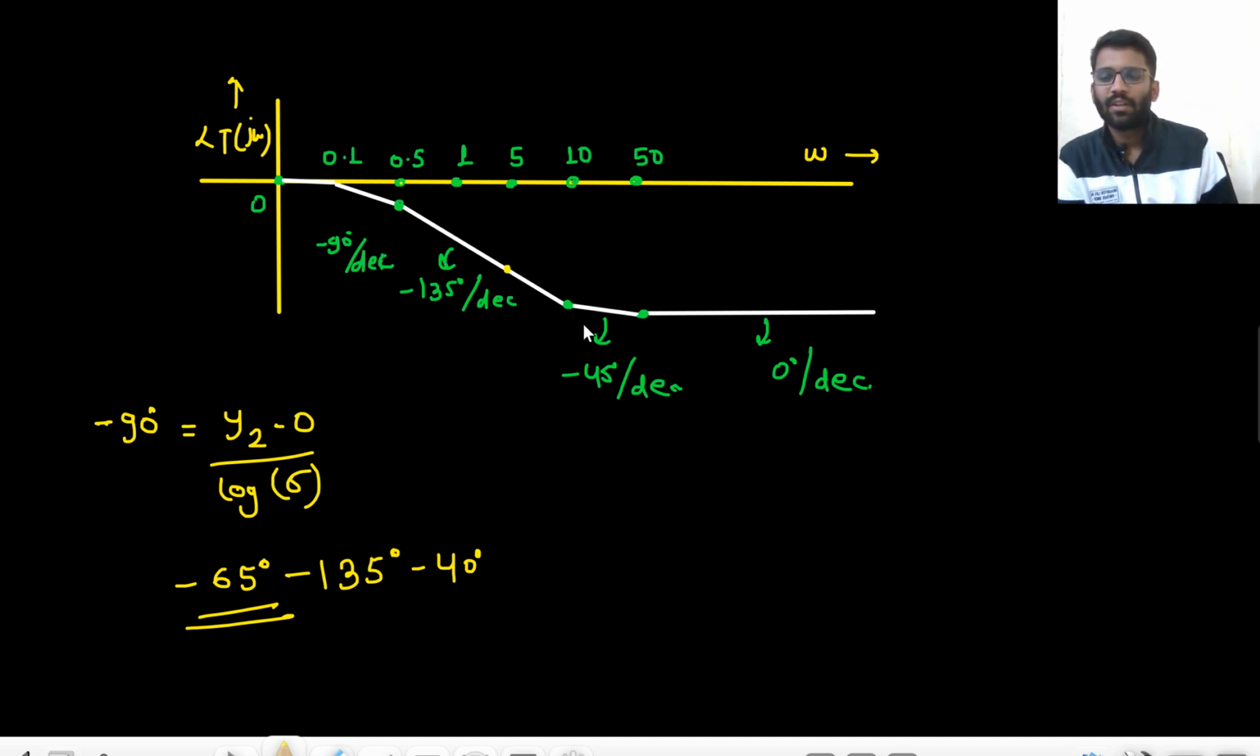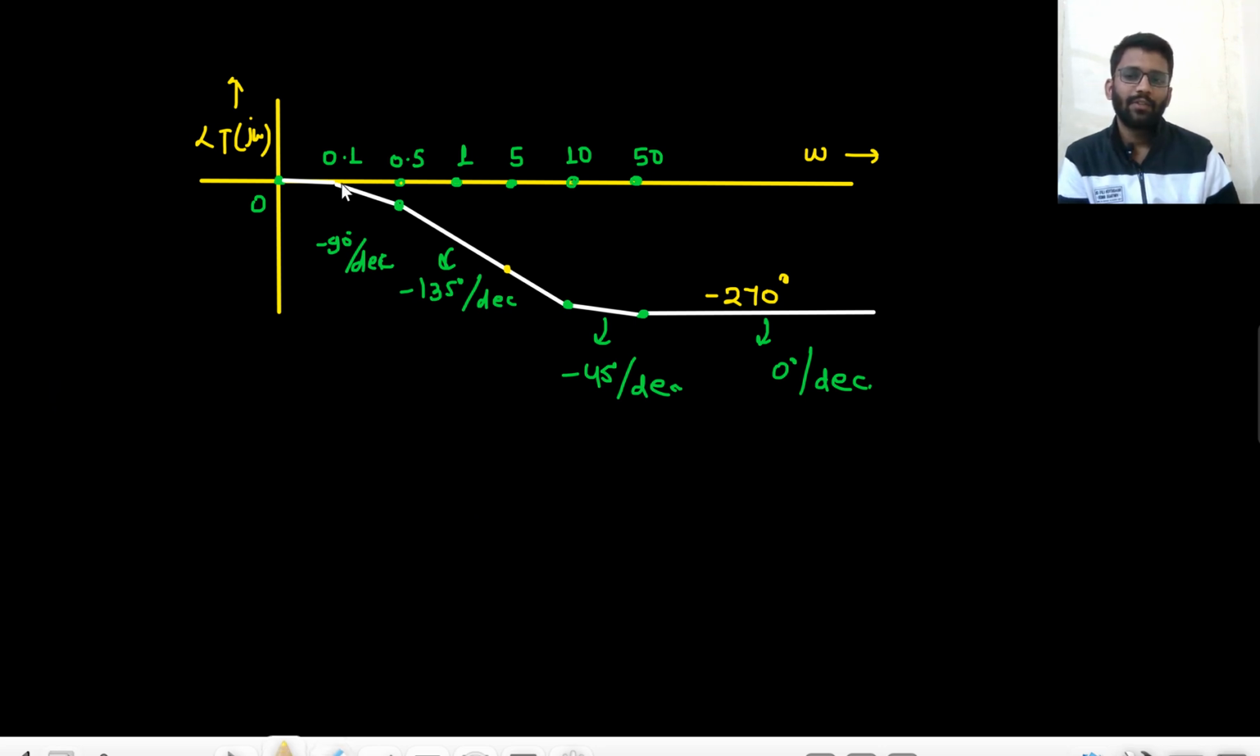So 140, 240, and another 30, yes, 240 and another 30 I will lose nearly. So nearly this angle should be minus 270 degree. Look, I just applied those formulas, nothing else.